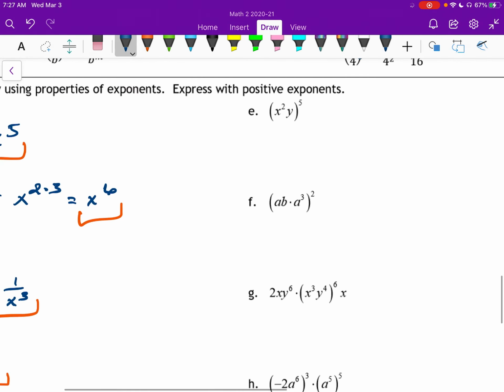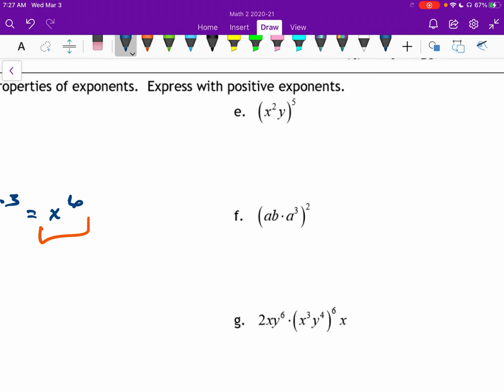E. This one here gets a little bit trickier, so we have two things multiplied together in parentheses. So this 5 is going to distribute to the x and to the y. So now we could write it as x squared, and we have to write it with parentheses again, to the fifth, times y to the fifth. Now those parentheses tell us that this is going to be x to the 2 times 5 times y to the fifth, which is x to the 10th, y to the fifth.